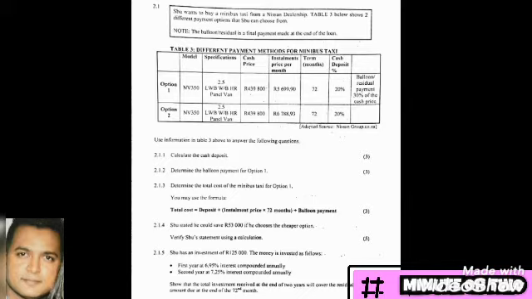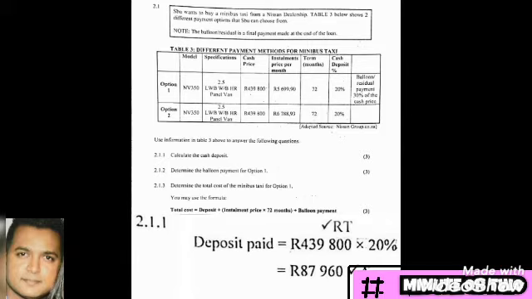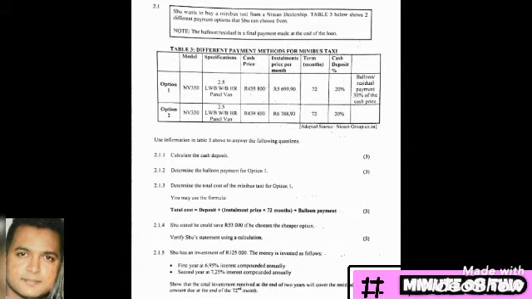So looking at the table in answering this, you'll see that there is a heading called cash deposit, and this is given in percentage form, which is 20% for both options. Now this 20% will be the 20% of the cash price. Now you see in both options the cash price is 439,800 Rand. So all we need to do is find 20% of this amount. Multiplying through, we get 439,800 times 20%. Our answer will be 87,960.